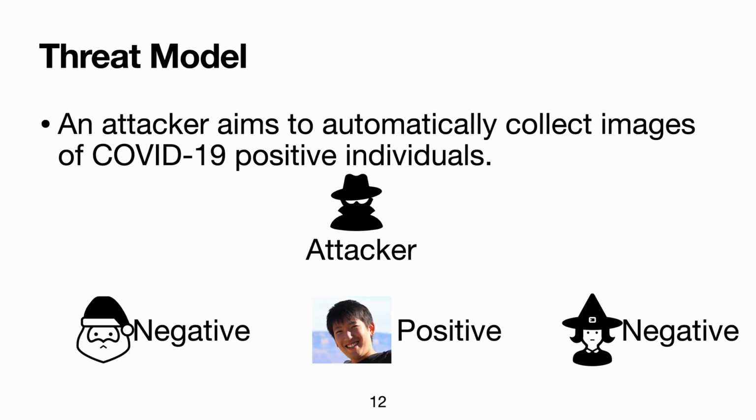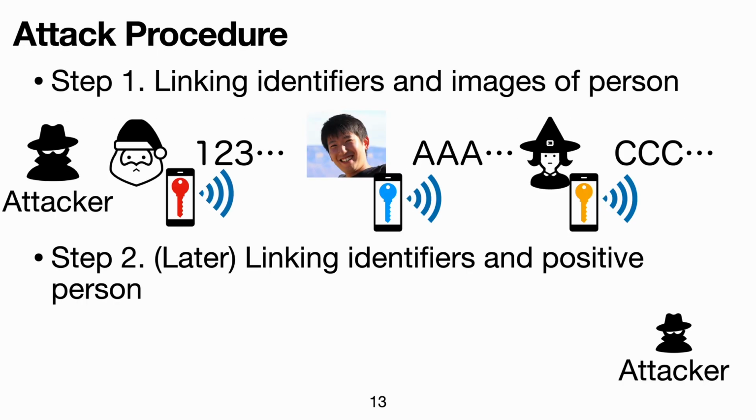Based on these backgrounds and mechanisms, I will describe the attack procedures. I show the threat model. The attacker aims to automatically collect face photos of COVID-19 positives. Initially, the attacker links the identifier to the sender's face photo. For example, this sender transmitted the identifier 123. This sender transmitted the identifier CCC.